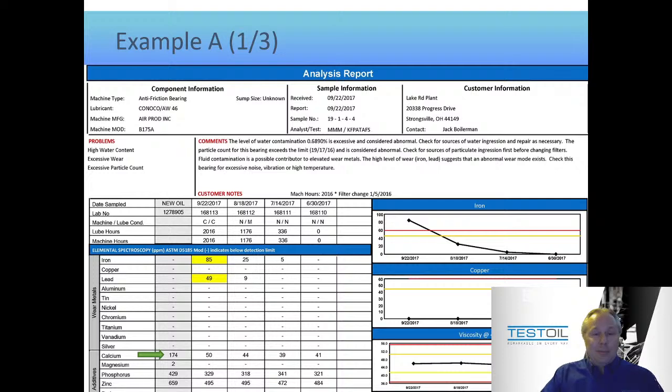So what does this tell me? Well, it can tell me two things. One, it could tell me that my new oil reference is out of date. That is a possibility that we could consider, that maybe this oil that we have here representing Conoco AW46 is not what Conoco AW46 looks like today. Another probably simpler explanation is that oil is not Conoco AW46.